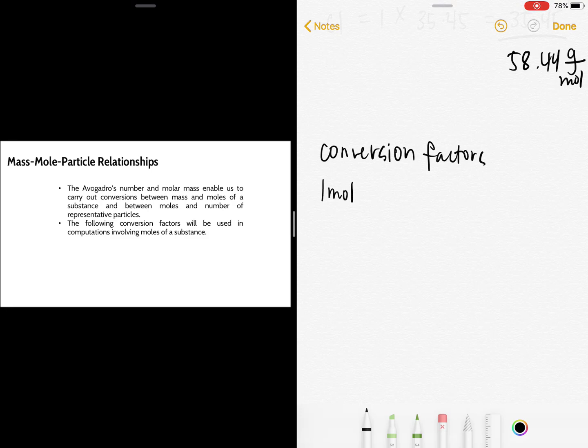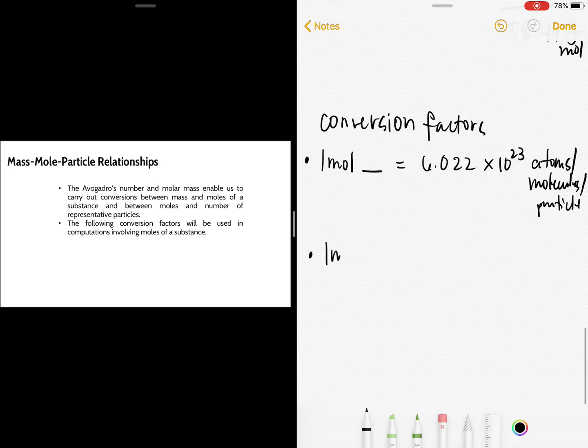So, the first one is 1 mole of any substance. Equal lang po yun sa Avogadro's number, 6.022 times 10 raised to 23. Kung ano mang unit, atoms man po ba yun o molecules, or kahit anong particle, nakadepende doon sa problem. Next, 1 mole of any substance is equal to its molecular mass in grams. So, ito, nanggagaling naman ito saan? Sa periodic table.